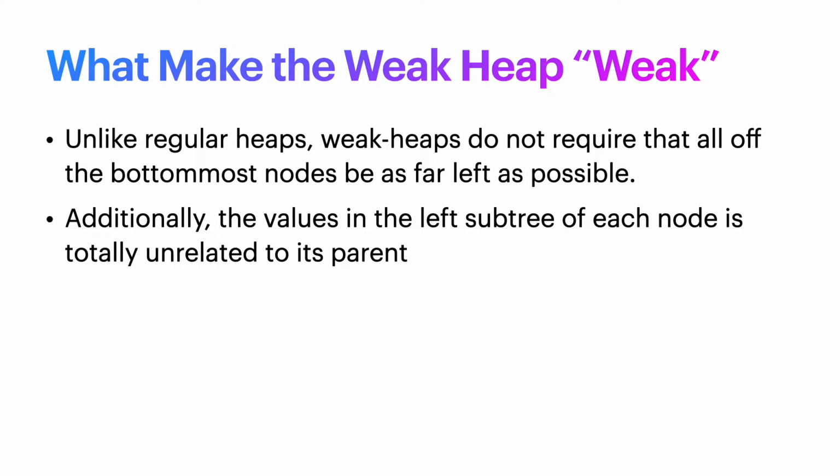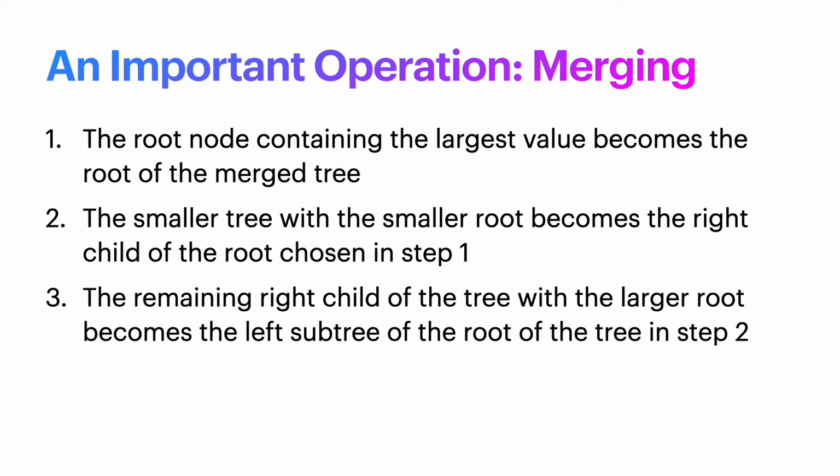So weaker doesn't really mean that the structure is less capable. It actually means that the rules are less strict, which allows us to upkeep the heap without having to do as many operations. Before we can jump into how weak heaps make sorting faster, we need to consider a very important operation, merging.